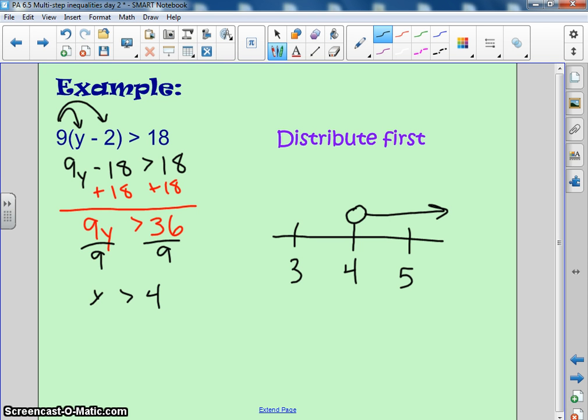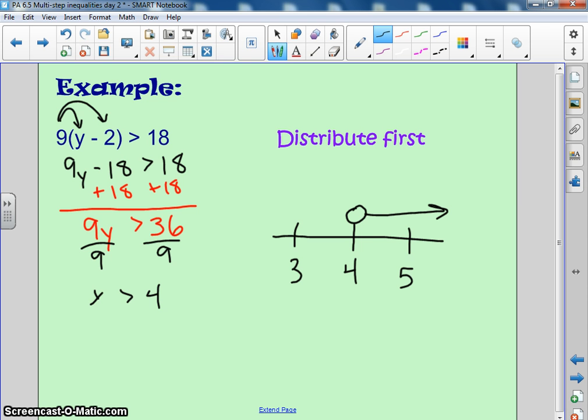Now, if I wanted to check this answer, this graph here, could I use my favorite check? No, unfortunately not. I can't use 0. So we're going to have to pick something, because 0 would be over here on the left-hand side. So I have to pick something over on the right. So what would I pick? Let's pick 5, 6, 7, 8, 9, 10. Any of those would work. What am I going to do with that number? I'm going to subtract 2 and then take it times 9.